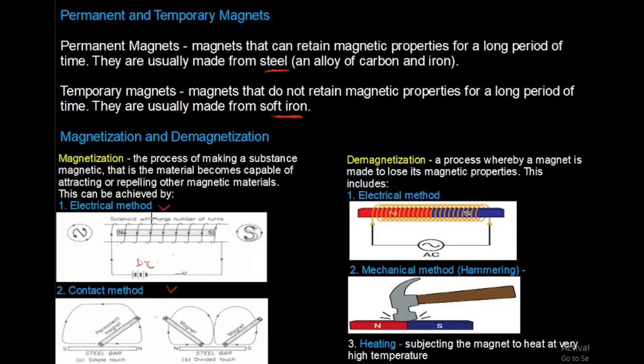So in the electrical method, all you need to do is put your specimen in a solenoid. The solenoid is just a cylinder with tons of wire wrapped around it, connected to a source of electricity. So we put the magnet in the solenoid and then connect it to a source of direct current. Now, every magnet will always have two poles, the north pole and the south pole.